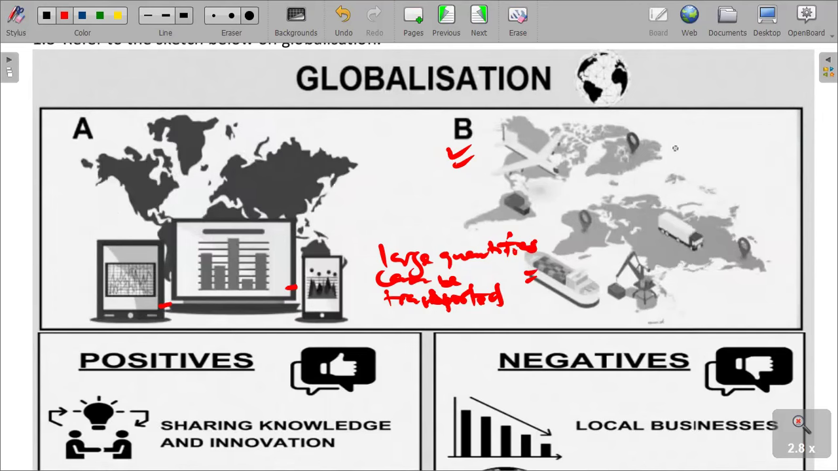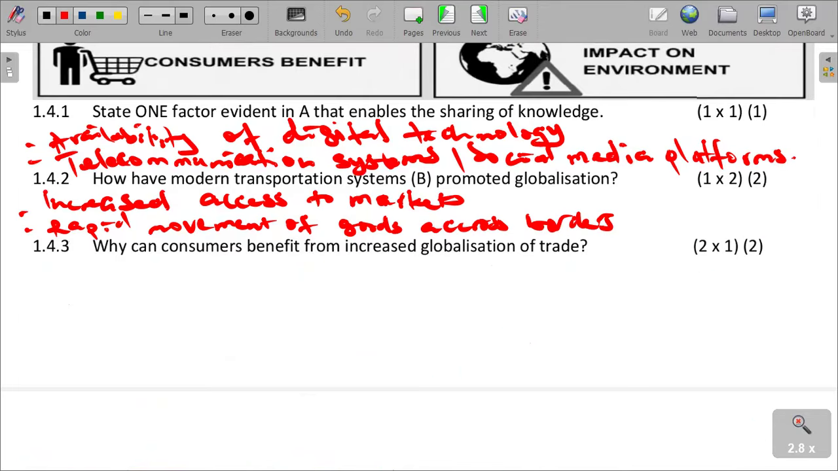We have got global labor mobility. It has also been facilitated because of the transport facilities that we have. It has also been made possible. Labor mobility has also been improved because of the transport systems that we have.